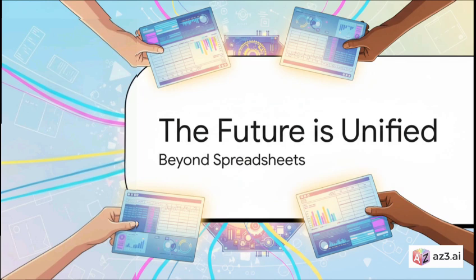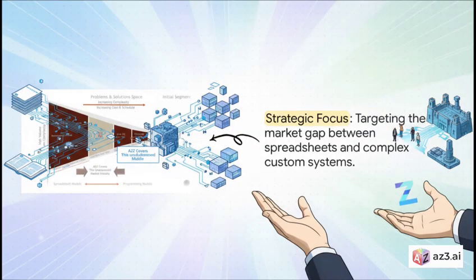This case study is really powerful, but it points to a much, much bigger vision. This isn't just about fixing broken spreadsheets, it's about rethinking how all of our software systems can work together. And as this diagram shows so well, Z is really targeting a huge gap in the market. It's for all those problems that are way too complex and risky for a spreadsheet, but maybe don't quite justify the time and money of a full-blown custom enterprise system. It's designed for that massive underserved middle ground.